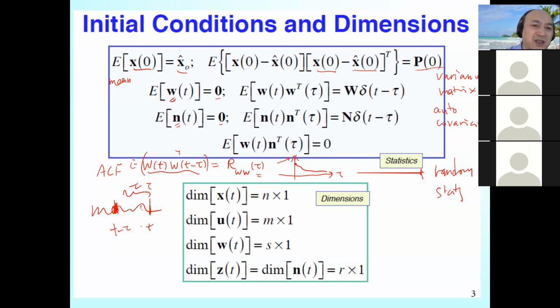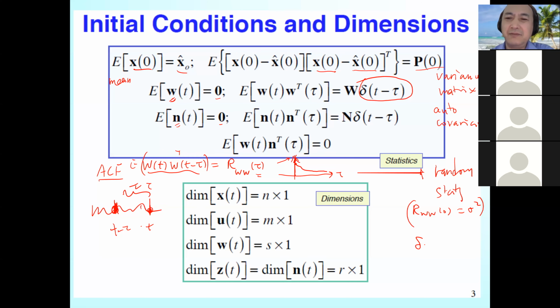How this variable and this variable are related. So this is called ACF, the correlation function. But this R_WW(0) is actually some sort of variance. In this case, this ACF is an impulse function. In other words, it is something like this. You know delta, right?